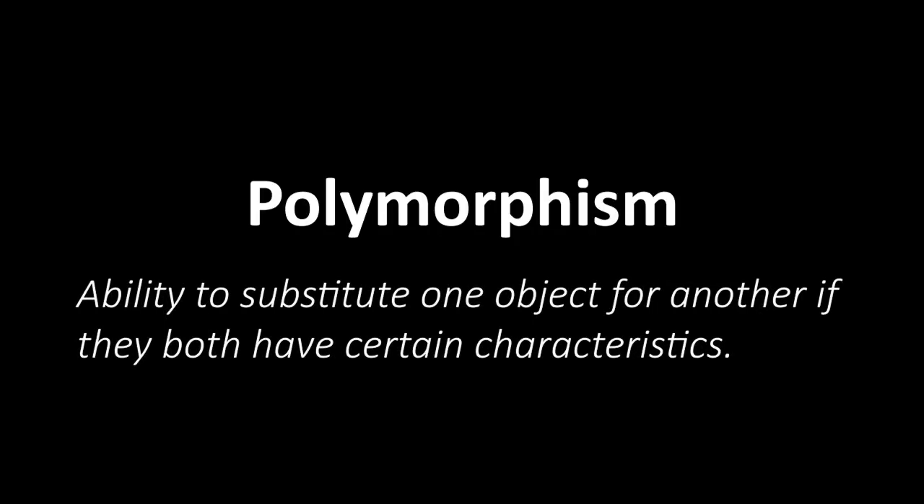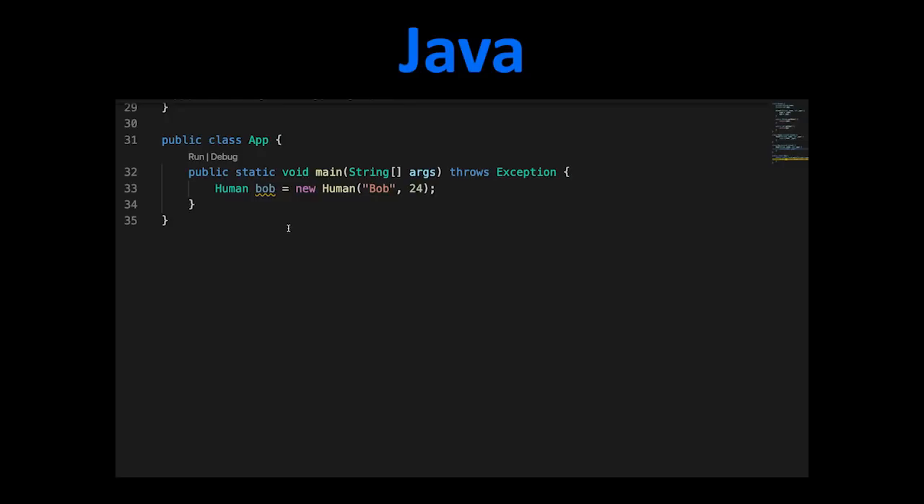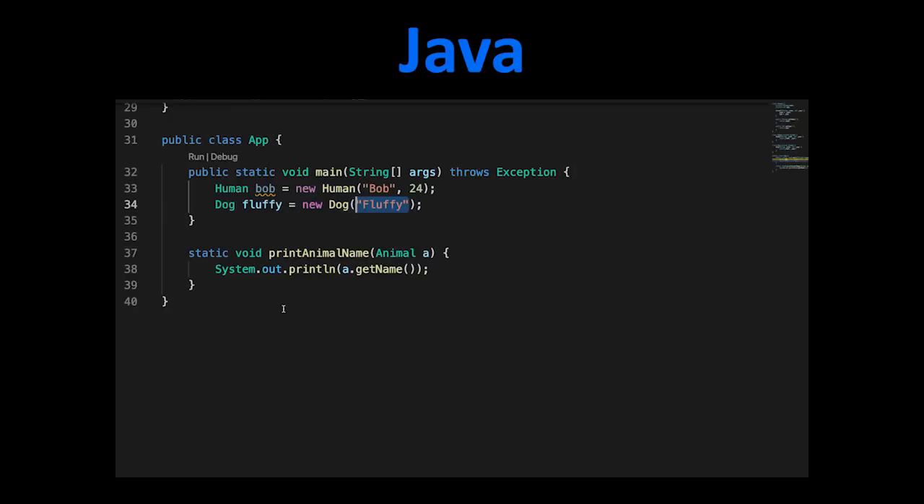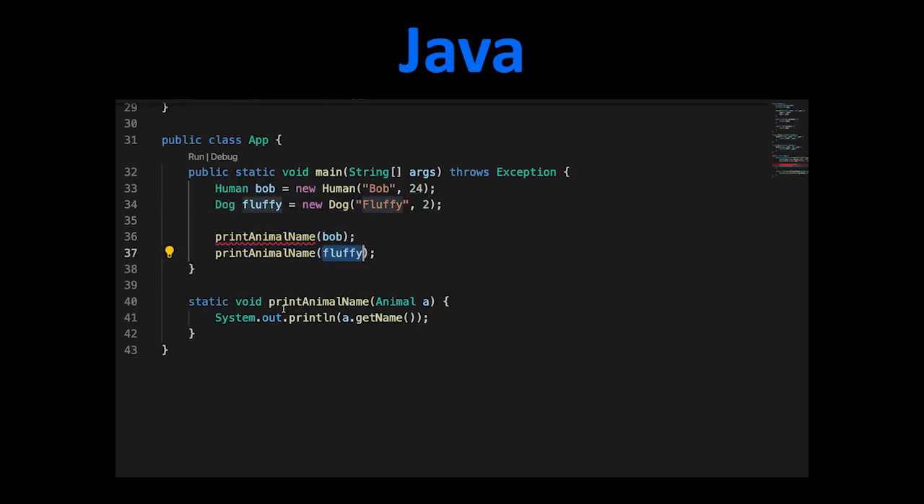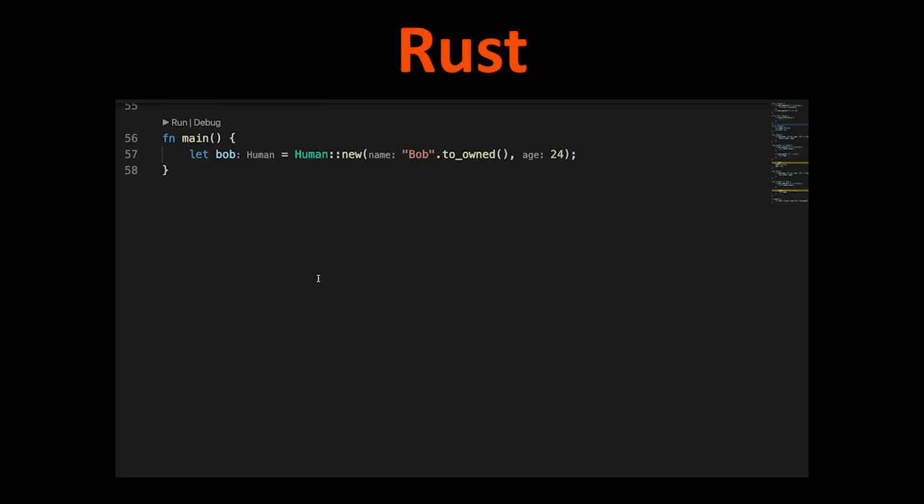Lastly, let's talk about polymorphism, which is the ability to substitute one object for another as long as they both have certain characteristics. Let's say we wanted to write the function printAnimalName, which will take an animal and then call the getName method. In Java, this is straightforward. We simply create our function, pass in an animal, and then call getName. Then we can call our function with either a dog or a human. In Rust, we have two options.